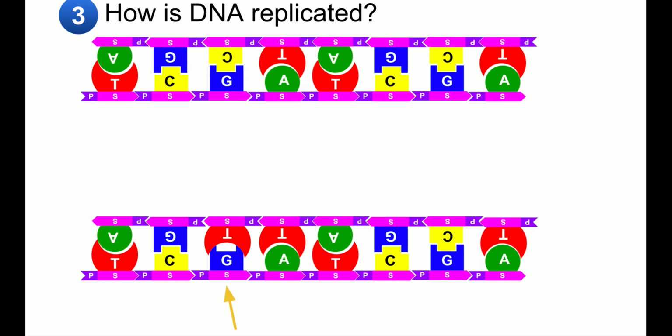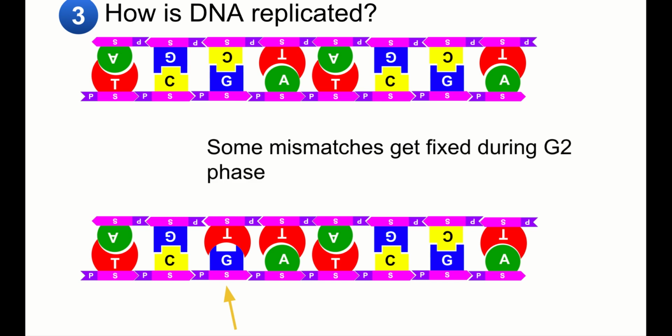And so your cells will actually correct this mistake. And remember, those mismatches get fixed during G2 phase. You have written down in your notes from last week that errors from DNA replication get fixed during G2 phase. This is the error that we're referring to. The problem is that your cells actually don't know how to fix this error. They just see a mismatch and they don't know which is the correct letter to keep and which is the letter that we should get rid of. They don't know if this T is correct or if this G is correct.